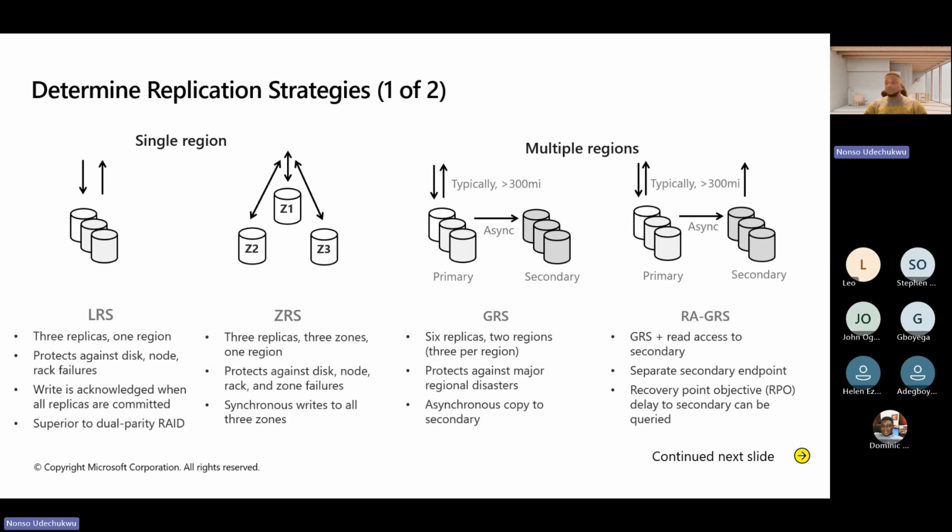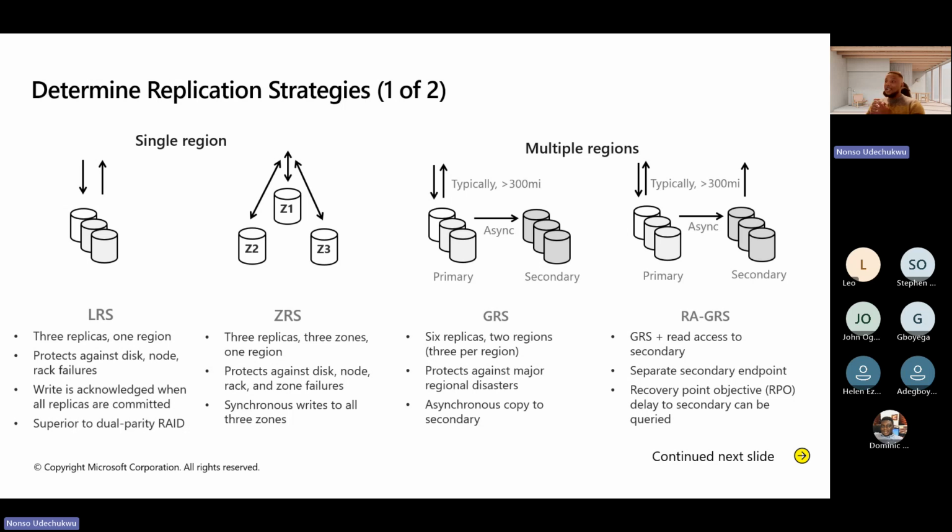And that one is GRS. With GRS, what am I doing? I'm creating 6 replicas across 2 regions. If I create it on East US 2 and my secondary is West Central, then as I create it, it's going to replicate to that secondary region. 3 replicas per region are going to be written there, and it also does an asynchronous copy to the secondary.